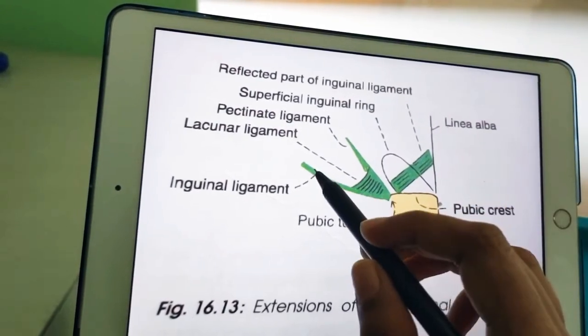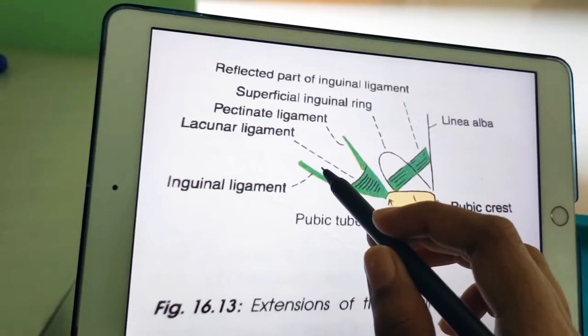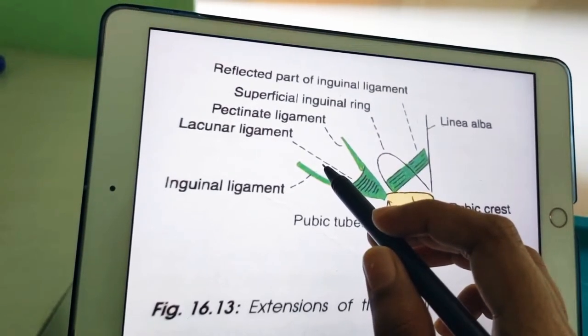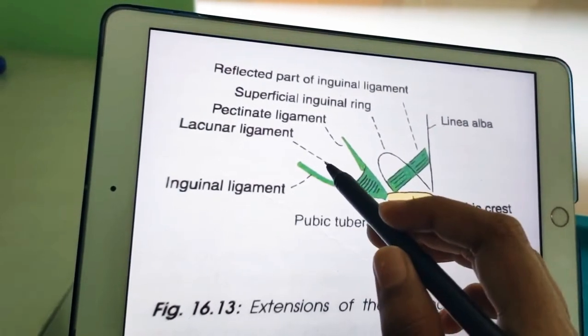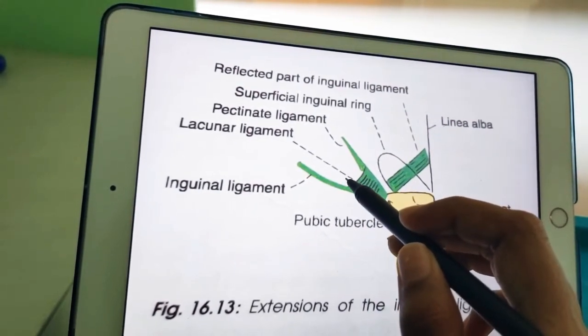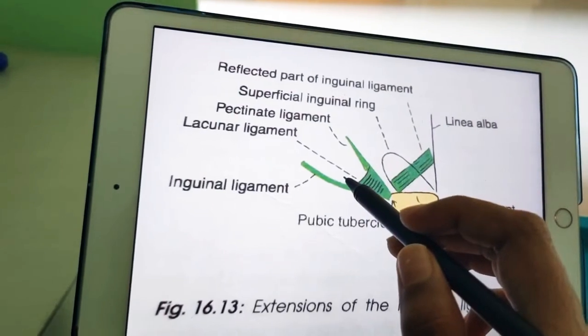This is medial side, this is lateral side. So here in the lateral side there is attachment of internal oblique, and also to transverse abdominis from lateral one-third, and also to cremaster muscle from its middle part. So middle part will give origin to the cremaster muscle.